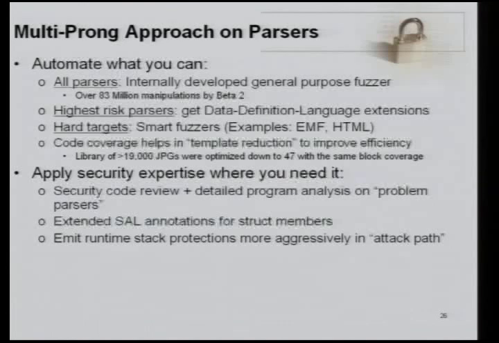And with our tools, we could crank up the noise level like never before to analyze the set of code in this attack path. We could crank up the noise level to a level that was, frankly, not sustainable code base wide, but for an attack path was. And the other thing we could do was take our mitigations and emit them more aggressively in the attack path for these parsers.